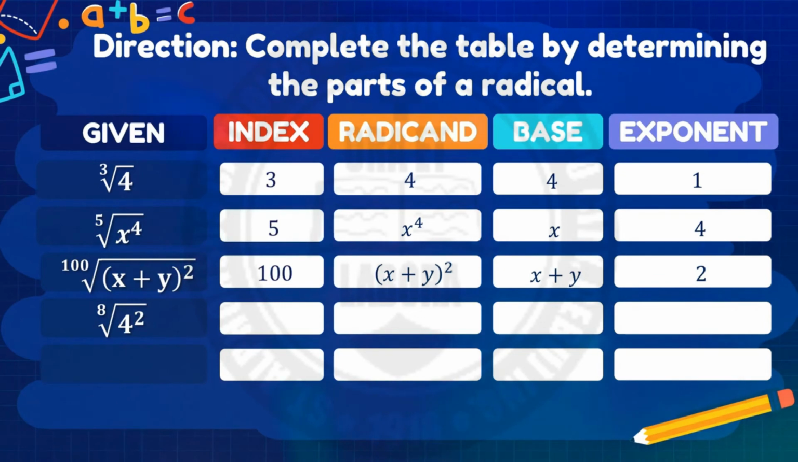Number 4, the 8th root of 4 squared. The index is 8, the radicand is 4 squared, the base is 4, and the exponent is 2. And lastly, square root of 81x. Remember, if the index is not available, that is square root. That means the index of this symbol is 2. The radicand is 81x. The base is 81x with an exponent of 1.